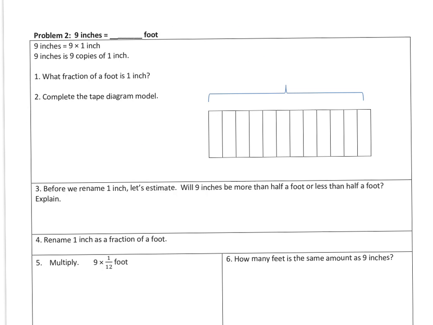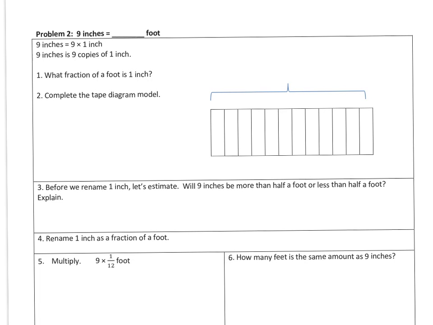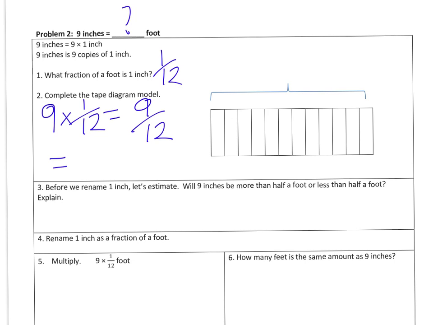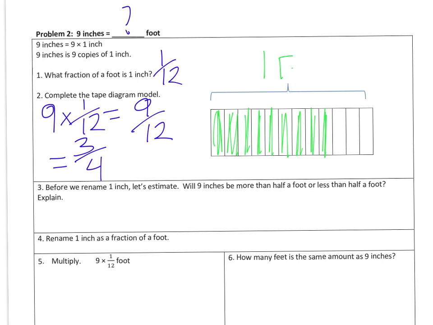So let's do the same. For 9 inches equals what fraction of a foot? Well, 1 inch is 1/12. So we're looking at 9 times 1/12, which is 9/12. And then we're going to reduce that, and you know that that reduces down to 3/4. But check it out. We could do this. So we have our tape diagram, and we would shade in 9 of them. And we know that the whole thing equals 1 foot.